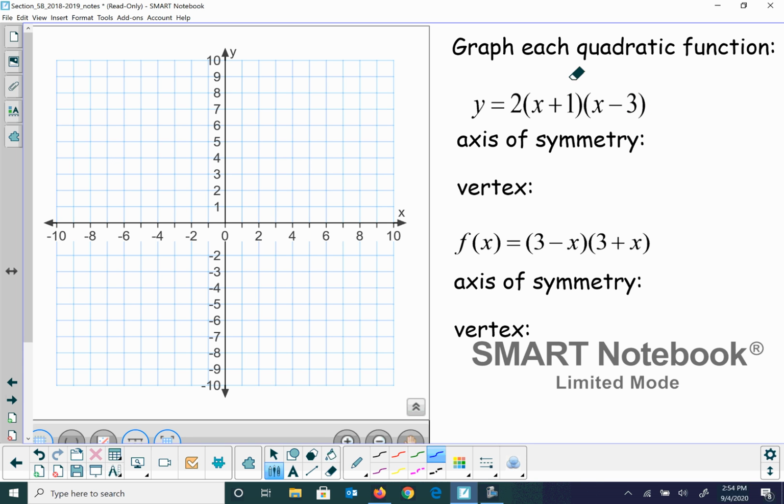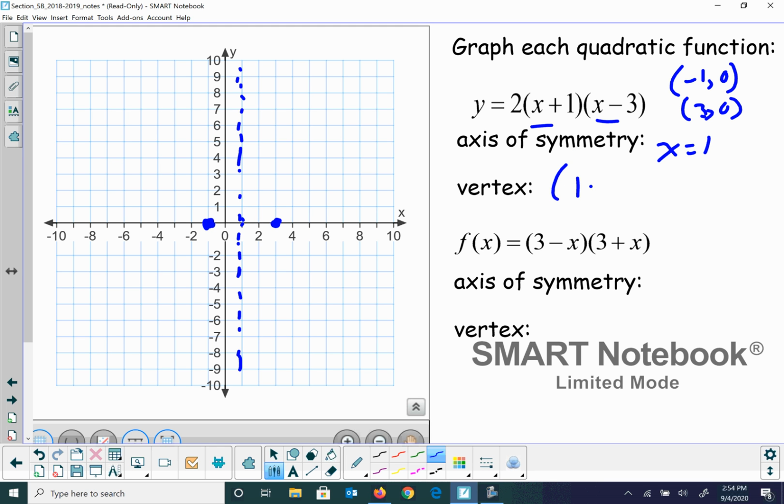All right, so this first problem is going to give me the points negative 1 comma 0 and 3 comma 0 because I'd set each of those equal to 0. So I get negative 1, 0, which is here, and 3, 0 is here. What value looks to be halfway in between them? Yeah, 1. So my axis of symmetry is living right here.